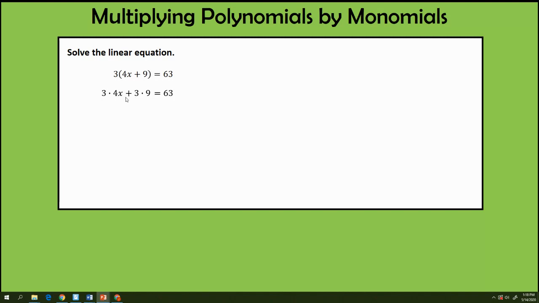The left side now, we've broken into two different terms. We did have a product of two terms. Now we just have two terms. Let's simplify each of those. Obviously, 3 times 4x is 12x, and 3 times 9 is 27. So now I have it simplified. The left side of the equation is simplified down to two terms. They're not like terms, so I can't put them together. The right side has always been a single term.